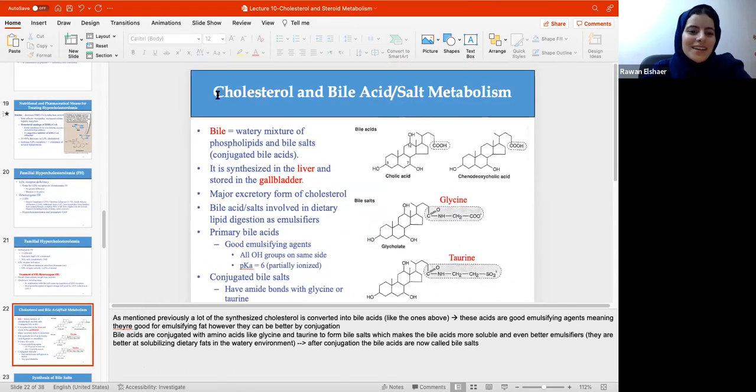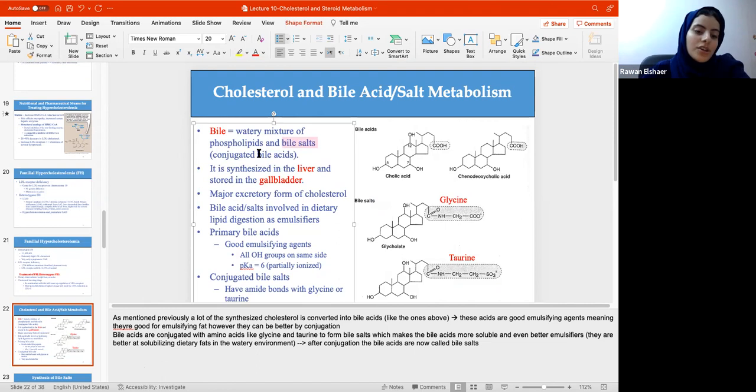Okay. Cholesterol and bile synthesis. This is how cholesterol is converted to bile acids. First of all, as you guys mentioned, bile is secreted in the intestine. It's a watery mixture of phospholipids and bile salts. And what are bile salts? They're basically conjugated bile acids.